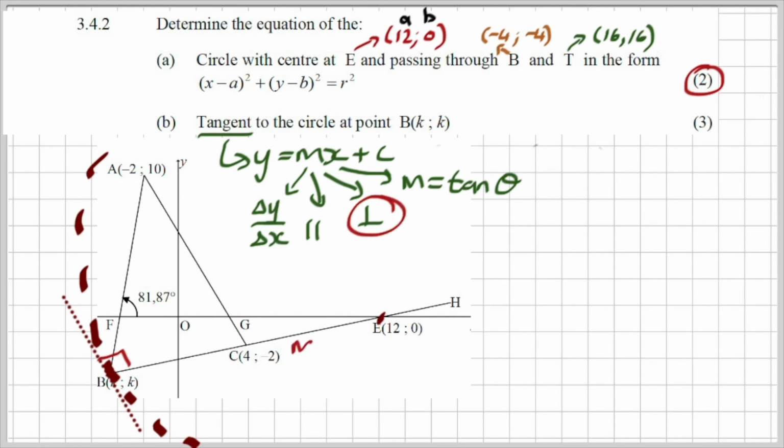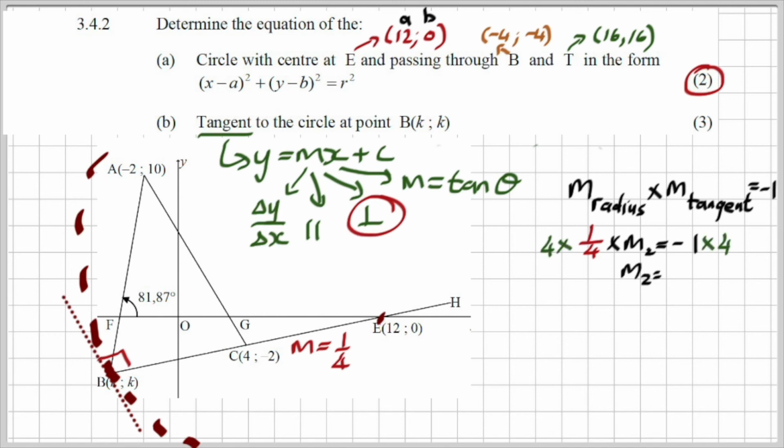Ask yourself, what options do I have? Well, I have now a 90 degrees. And remember, in 3.1, 3.2, you got the gradient of BE to be 1/4. So I can now calculate the gradient of the tangent by going the m of the radius times the m of the tangent must be -1. I'm just going to now solve my tangent. So my tangent ends up to be -4. So I've got the equation of the line as being y equals -4x plus c.